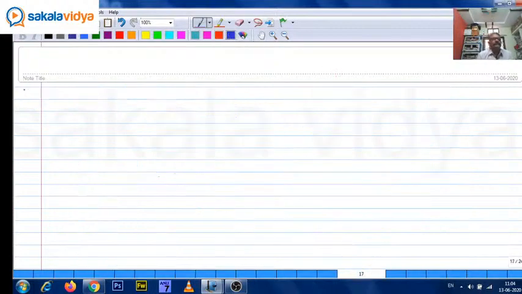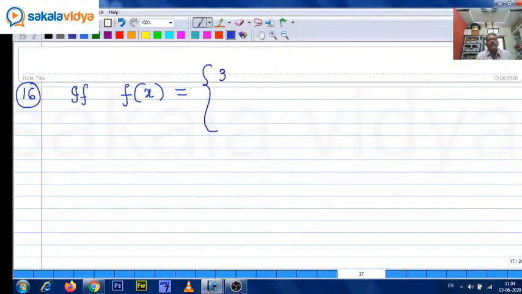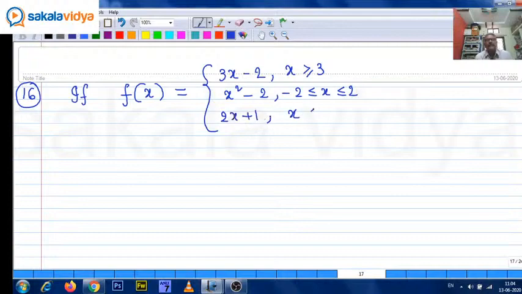16th problem. If f of x equals 3x minus 2, x greater than or equal to 3; x square minus 2, minus 2 less than or equal to x less than or equal to 2; 2x plus 1, x less than minus 3. The function is defined.